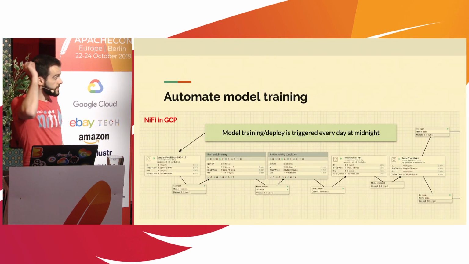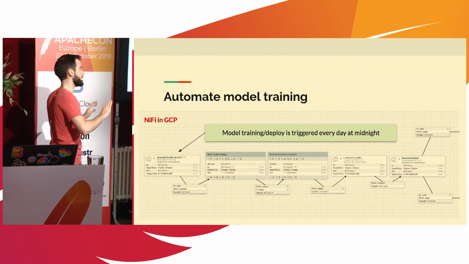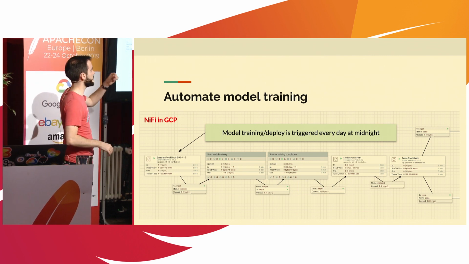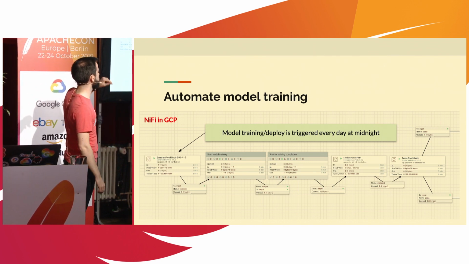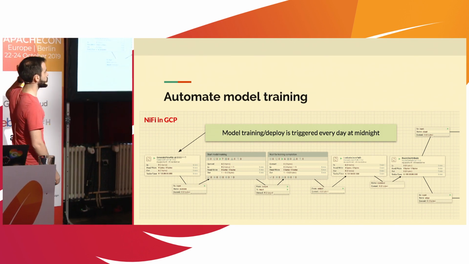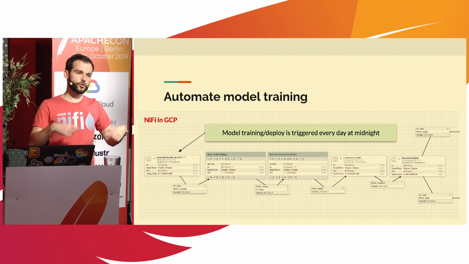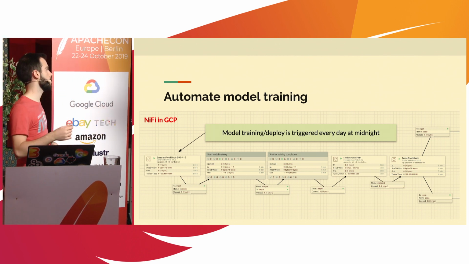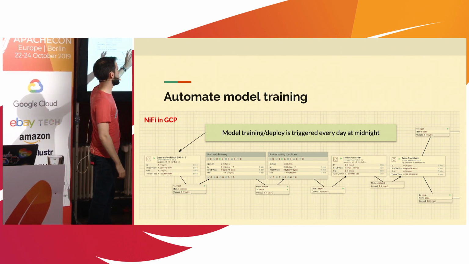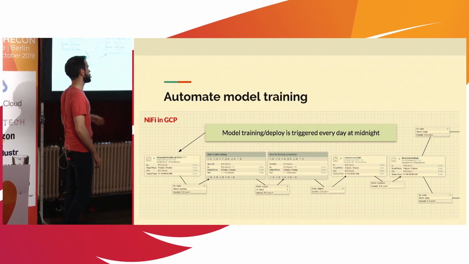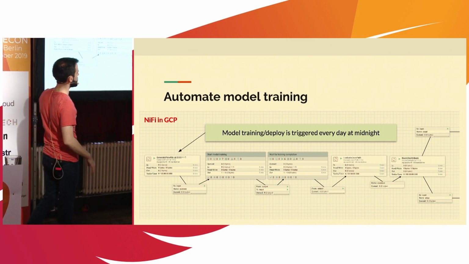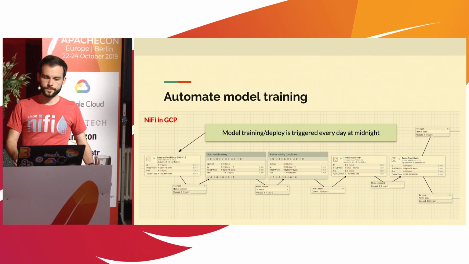Okay, model training. So as I said, I don't want to do anything manually, so I have a workflow taking care of the model training. So every day at midnight, I'm triggering a new model training to get a new version of my machine learning model. So I start the model training by making some API calls, waiting for the completion of the model training, and then I will take care of the deployment.